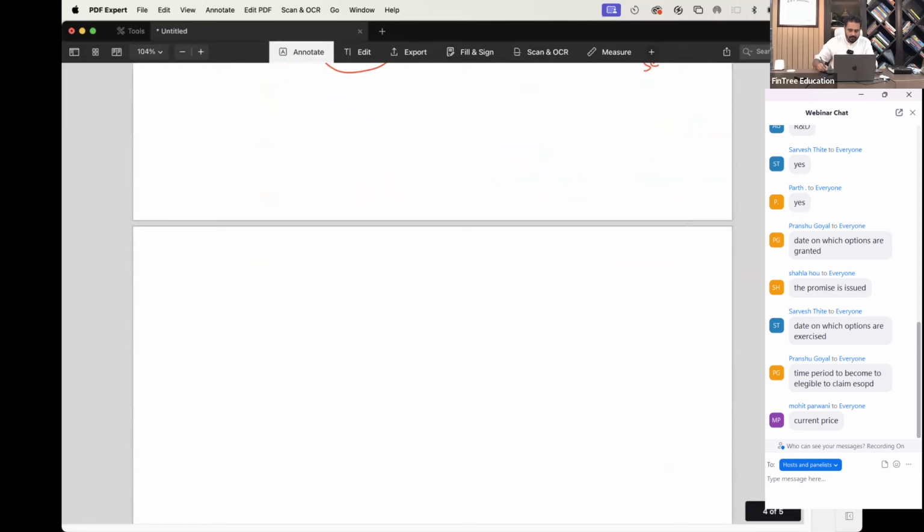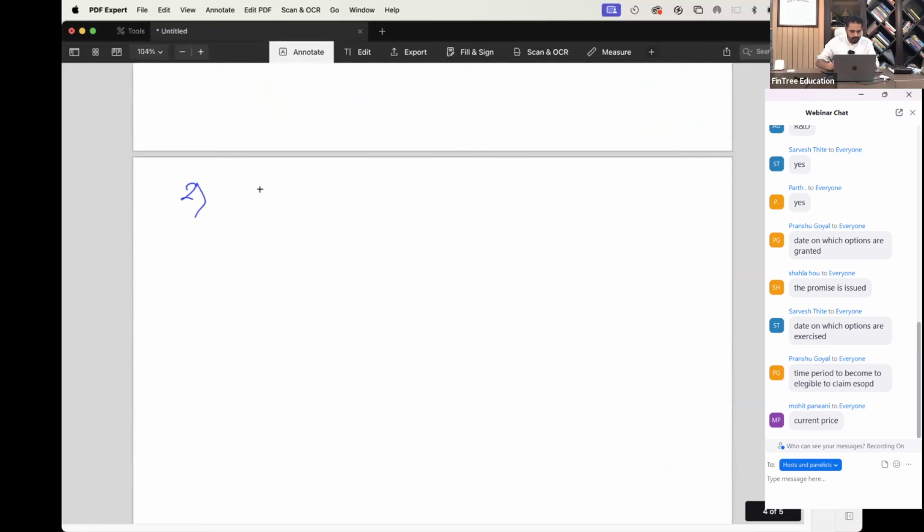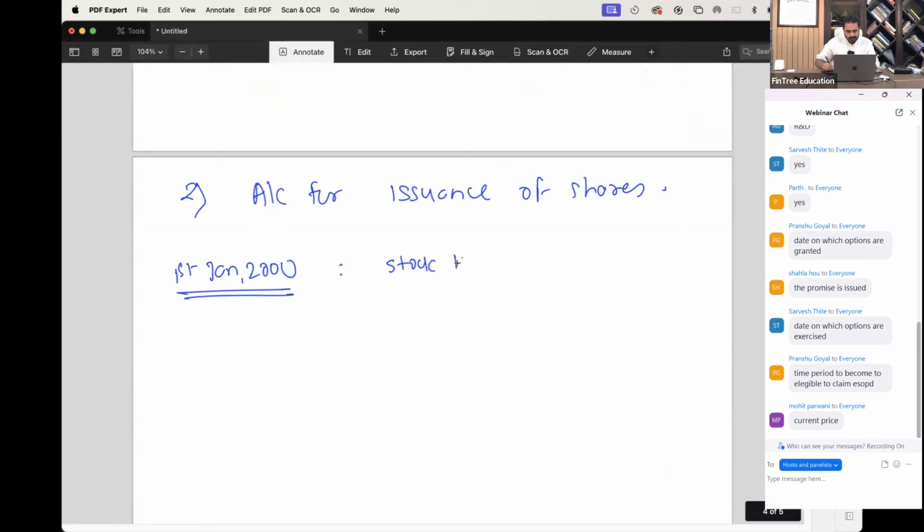Let us create section number 2 now. This is accounting for issuance of shares. Let's say this is 1st January, year 2000. Let's assume you issued stock to employees, 10,000 quantity. Let's reduce the quantity. Let's keep it 100 quantity. Fair value on the grant date is 40 rupees per share. Vesting period is 3 years.